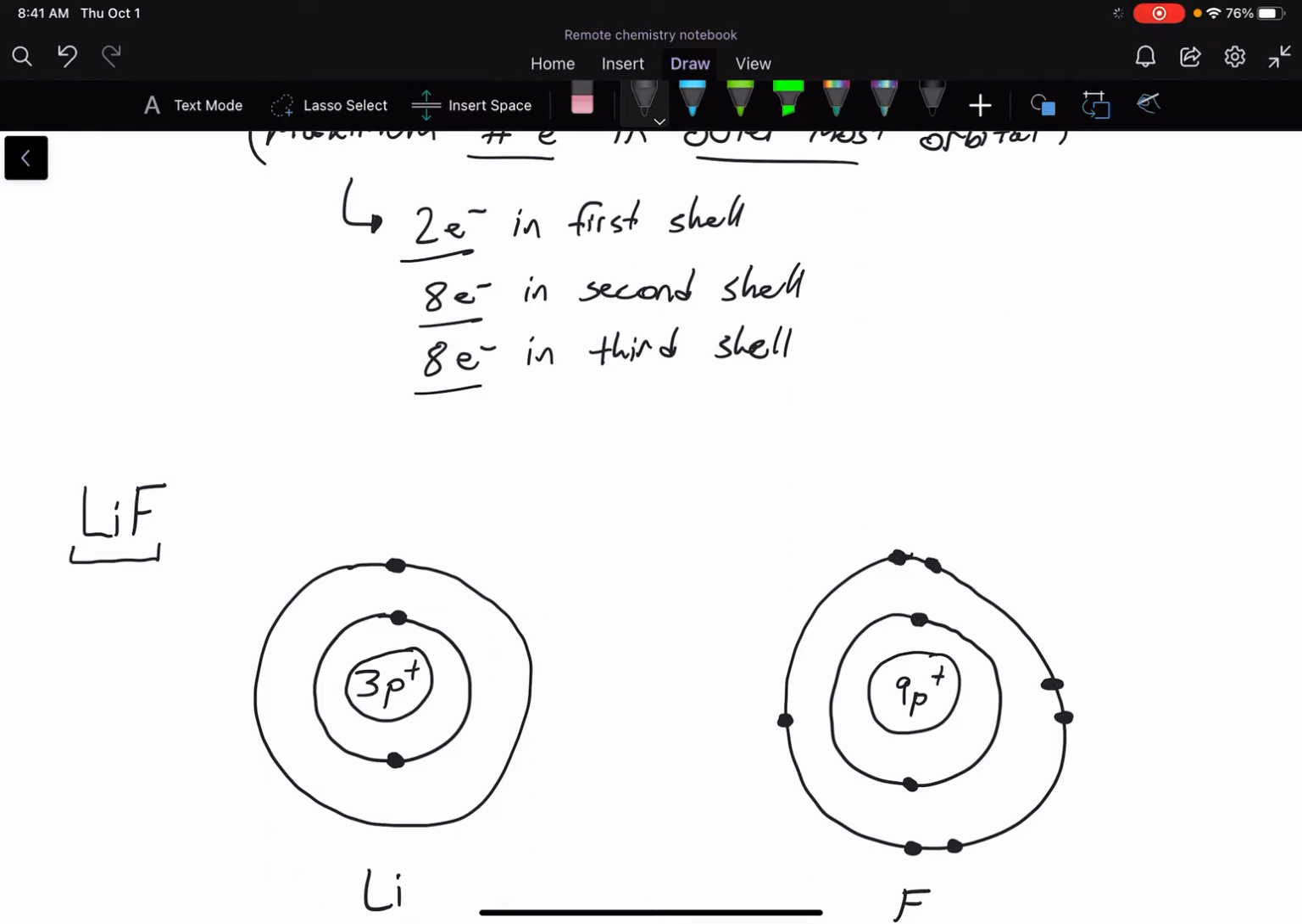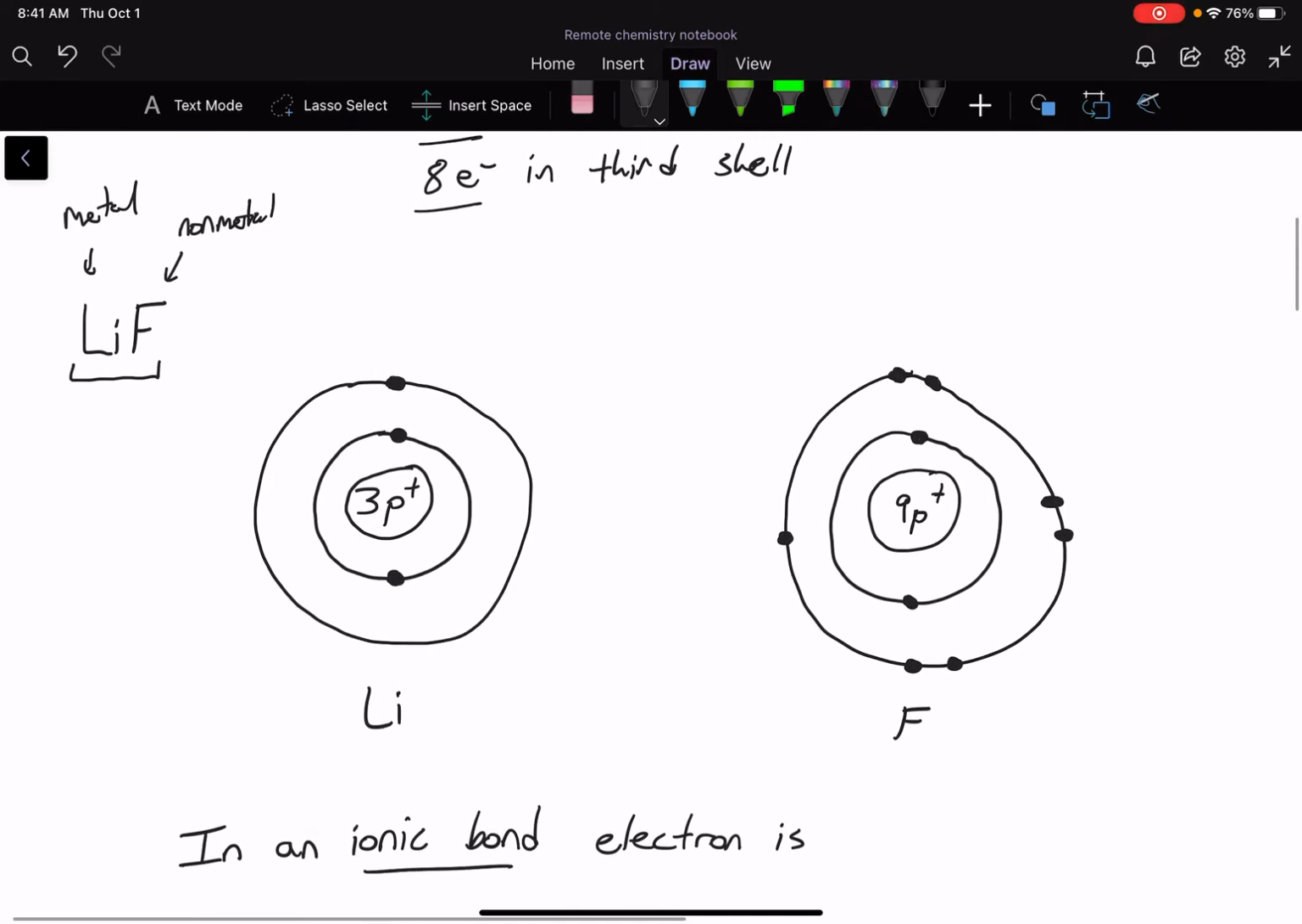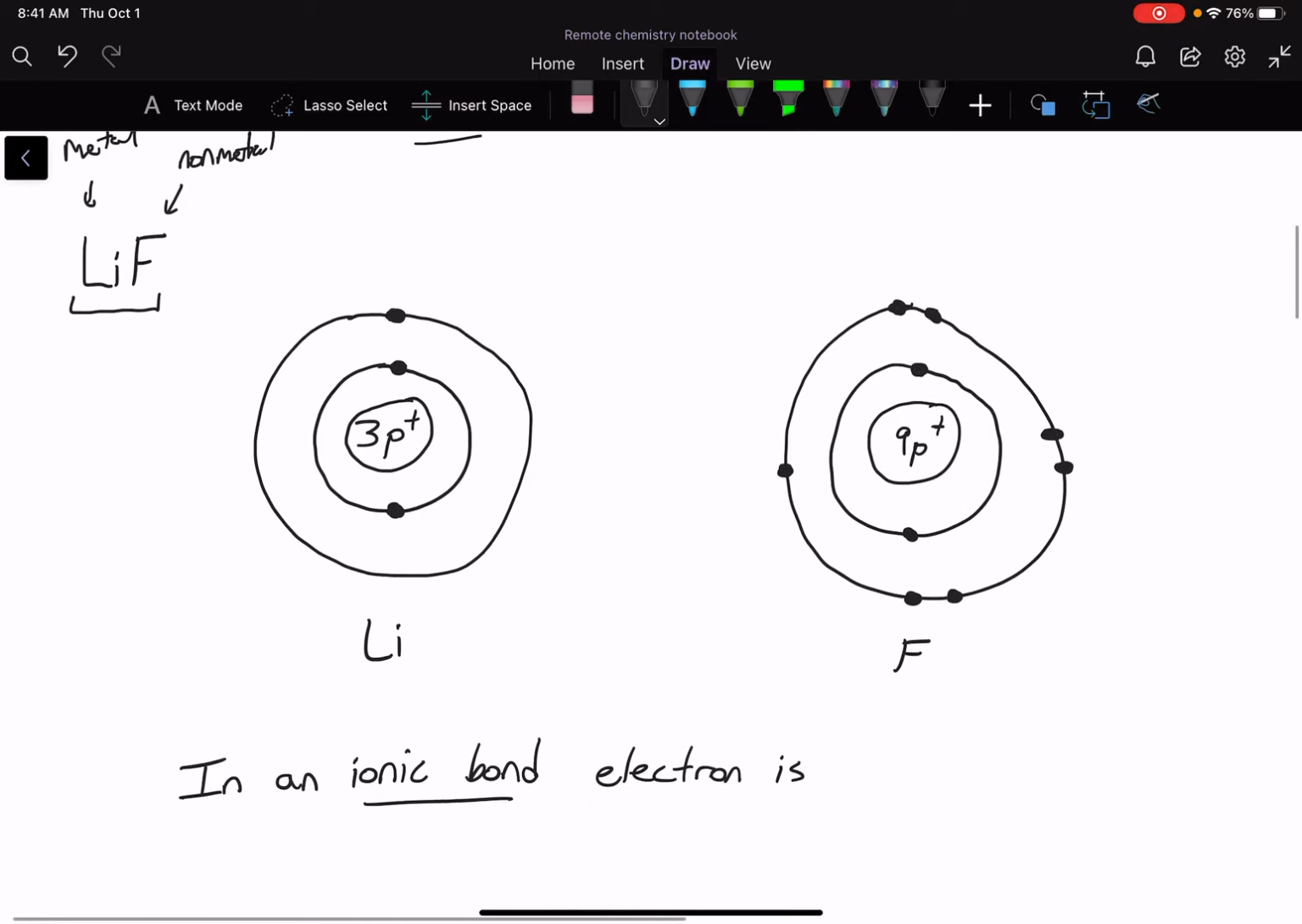So this LiF, you know that Li is a metal because it's on the left side of the staircase on the periodic table. And we know that F is a nonmetal. And so those two should form an ionic compound. And in an ionic compound, or in an ionic bond, an electron is transferred. It's always transferred from the metal atom to the nonmetal atom.